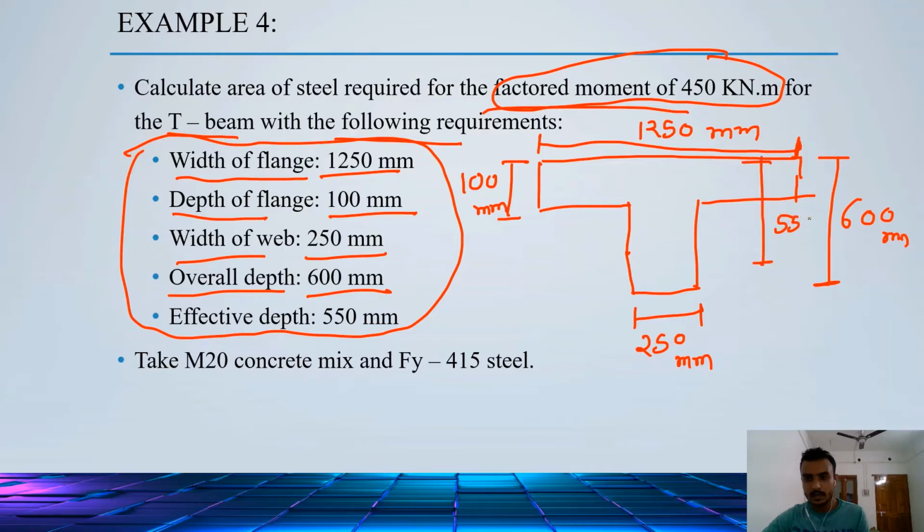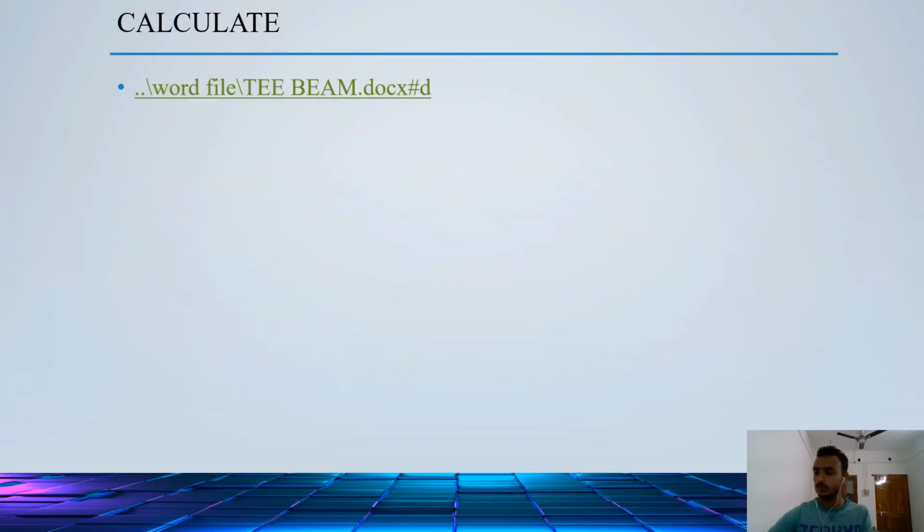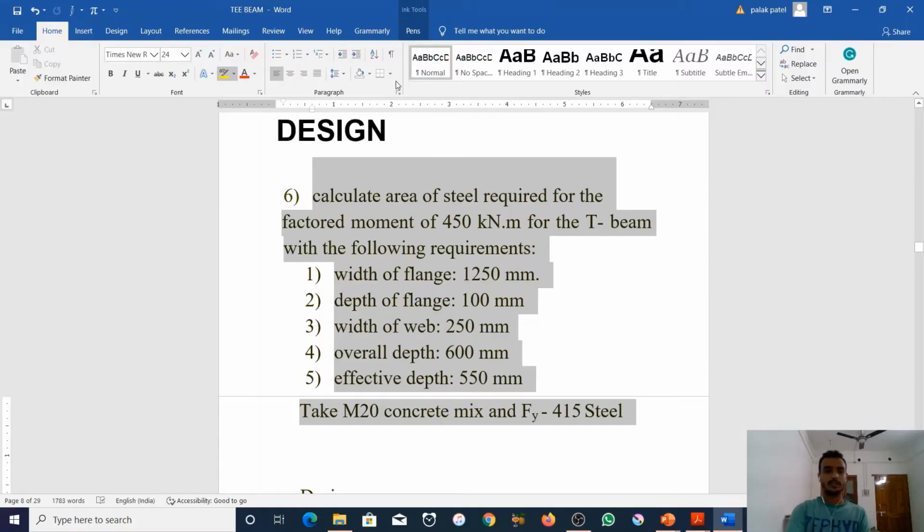By this overall depth and effective depth, I can say there is a 50 mm effective cover provided. I can draw this T-beam by this requirement, and we have M20 grade concrete and Fe415 grade steel. By this data we calculate the design.